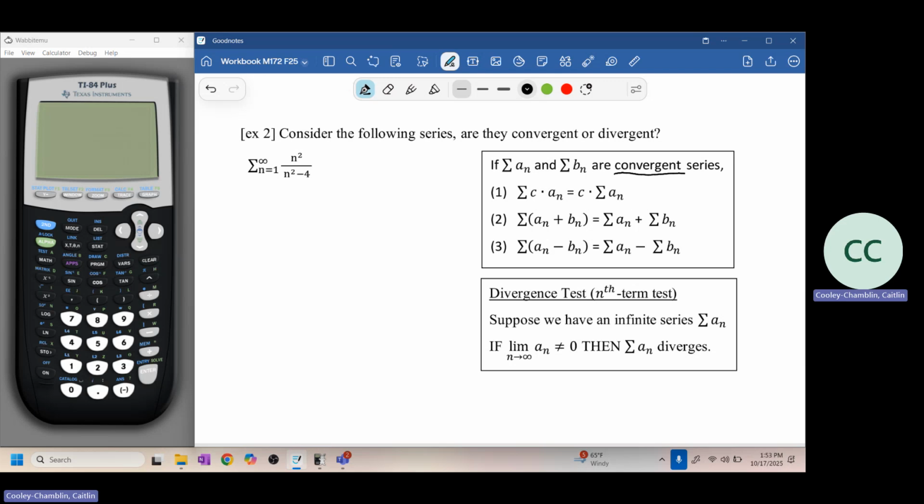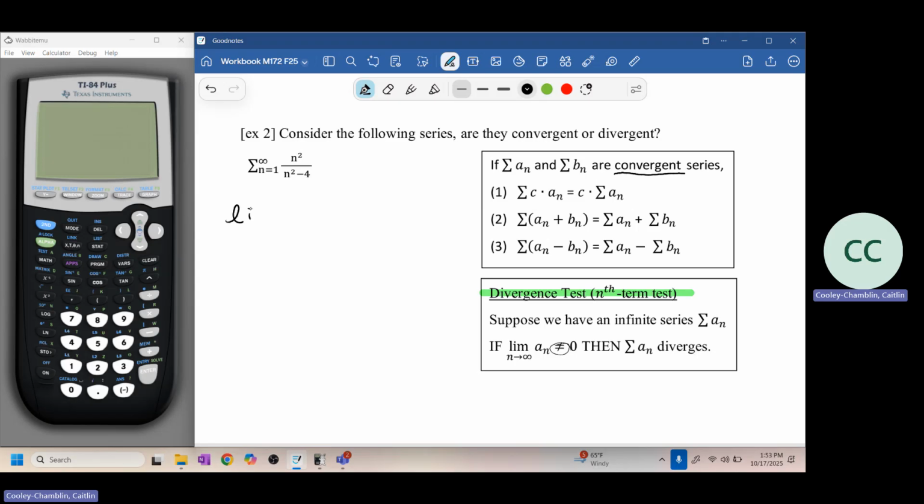So the divergence test, the nth term test, this is our first test that we are learning. This is an important one. It says, suppose we have an infinite series, the summation of an. If the limit as n goes to infinity of an does not equal 0, then the series diverges. What people always ask is, well, Katie, what if the limit does go to 0? I don't know. We don't know if it converges. We don't know if it diverges. We have to do more testing. However, we know if it does not equal 0, it diverges. So let's look at that here.